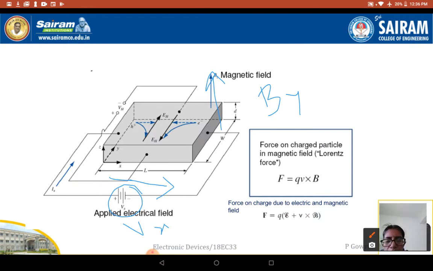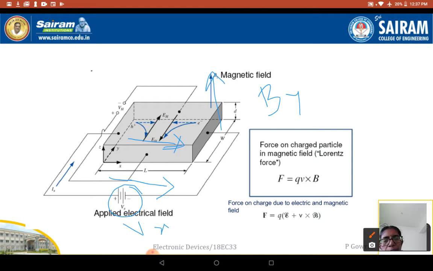We know that in a semiconductor material, when we apply an electric field, there will be a movement of charge carriers, from the positive terminal to the negative terminal. So the current will be flowing in this direction. Now if I take a p-type material, the majority carriers are the holes, so the holes will be flowing in this direction.